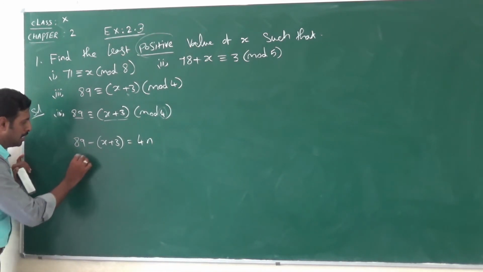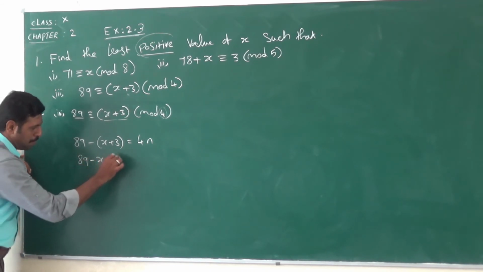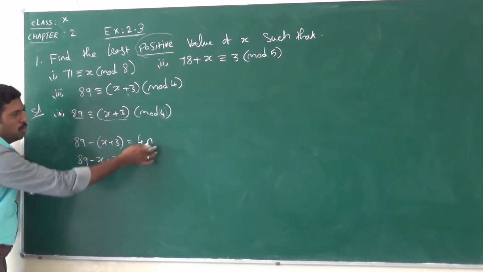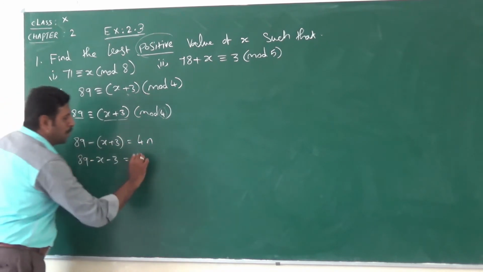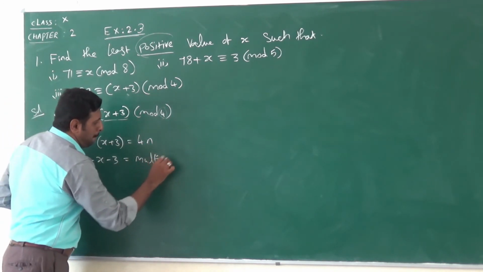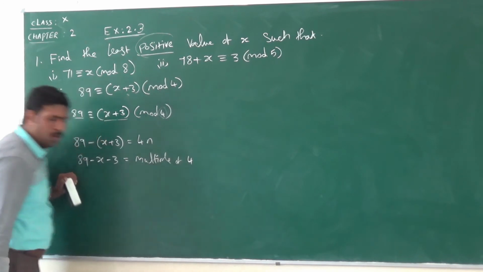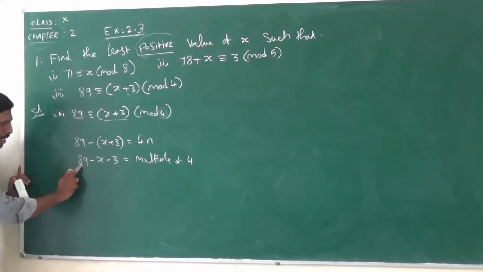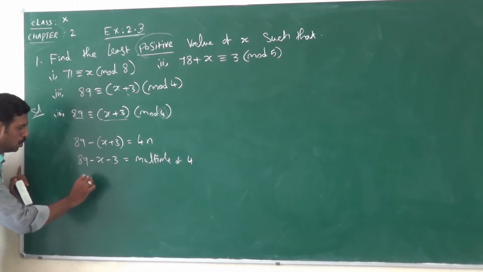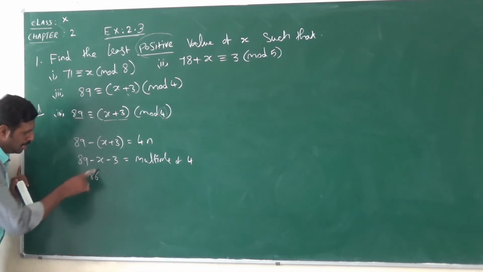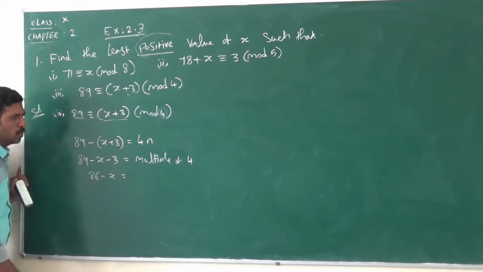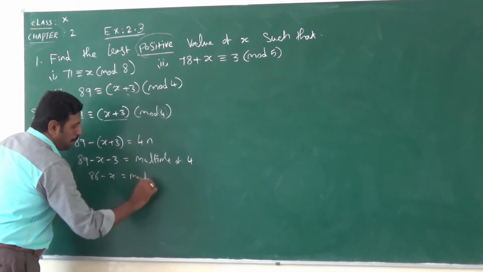When I remove the bracket here, we get 89 minus x minus 3 is equal to 4n, meaning a multiple of 4. Here 89 minus 3 is equal to 86, and then 86 minus x is equal to a multiple of 4, right?